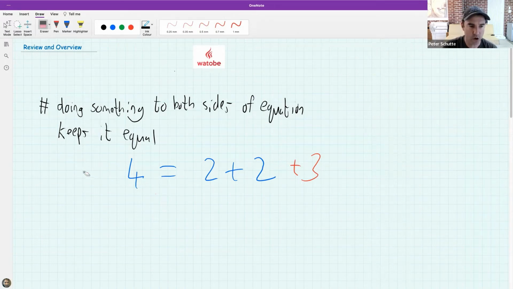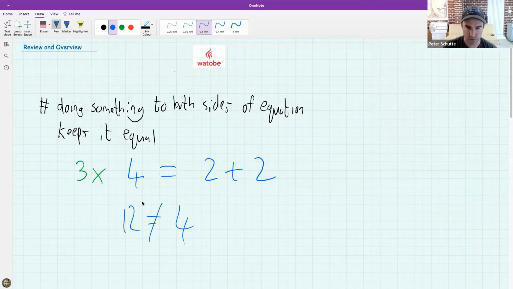Now, this doesn't just work for addition, it also works for other things. So say, for example, we want to times this side of the equation by 3. So I times it by 3. Now, if I just stop there, then what I'm saying is that 12 is equal to 4, which is not true. However, if I also times the right-hand side by 3, then what happens?